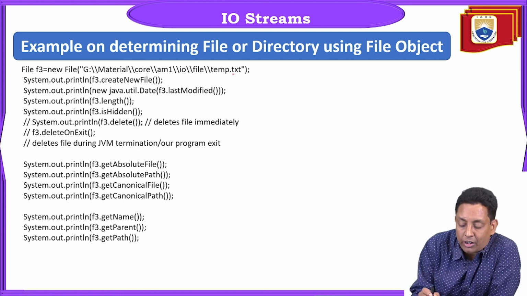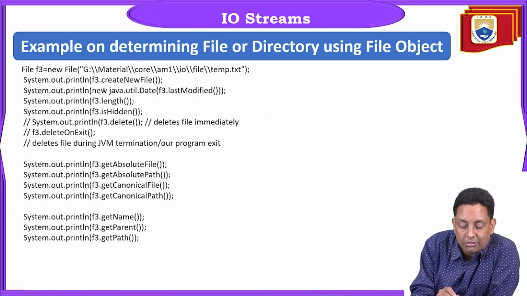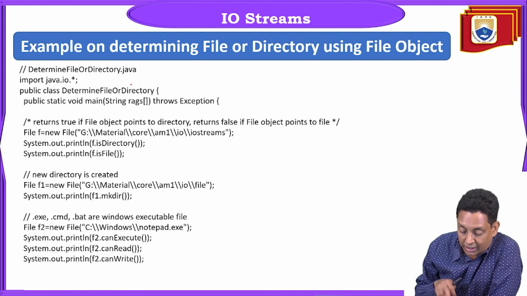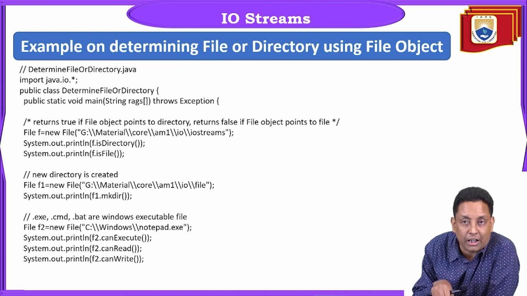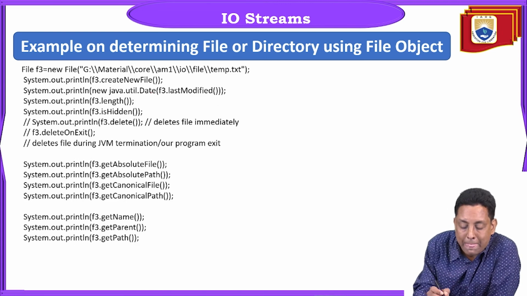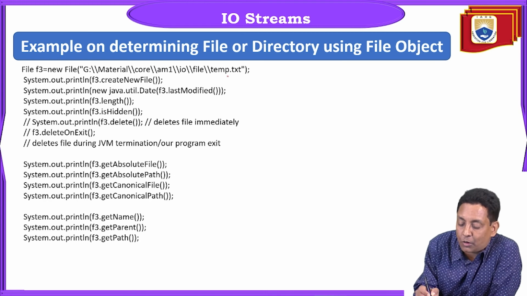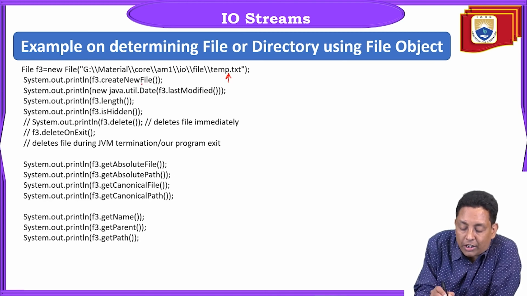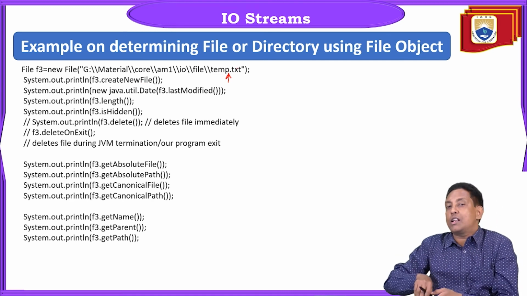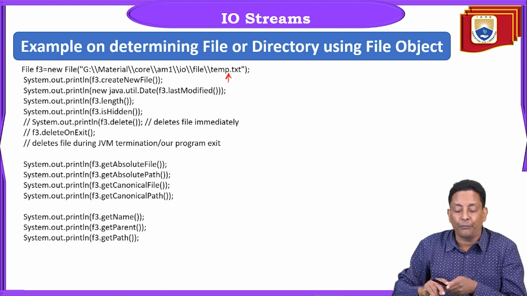The next, here we are pointing to temp.txt. So f3.createNewFile. Here, mkdirs: this directory is a non-existing directory, and mkdirs will create this file directory. Here the file object is pointing to a temp.txt file which is a non-existing file. f3.createNewFile will automatically create one temp.txt file, which is empty, blank, zero bytes.